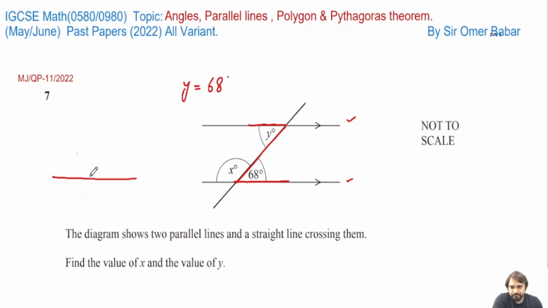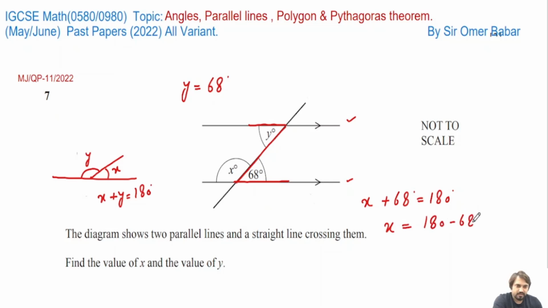We already know we have another rule, angles on a straight line at a point. If we have two angles on a straight line at a point, they add up to 180 degrees. x plus y is equal to 180 degrees. So we are going to use it. That's going to be x plus 68 degrees is equal to 180 degrees. The value of x will be 180 minus 68 degrees.